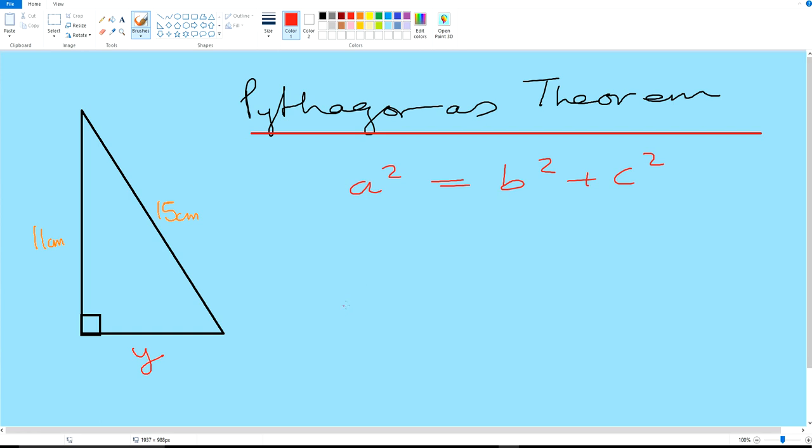In this next question, we've got a height of 11 centimeters. The hypotenuse is 15 centimeters. We've got to work out the base, which is y. So first of all, let's label our diagram.